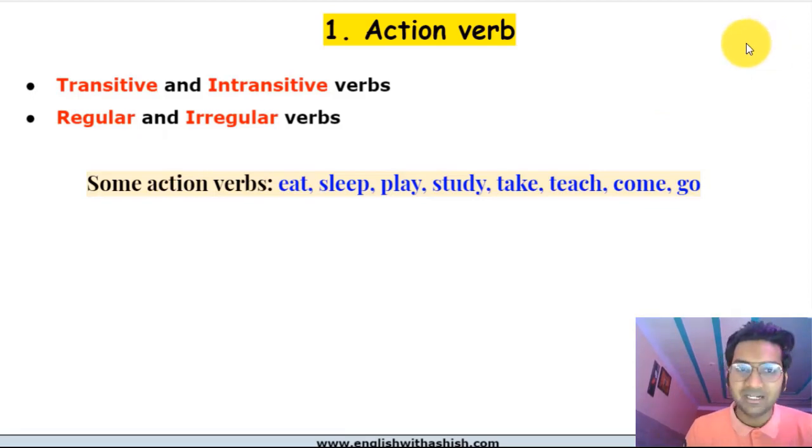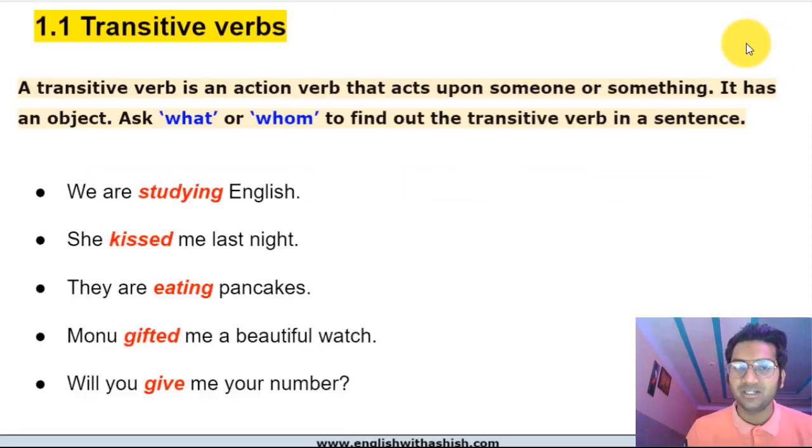Let's start with the very first type, transitive and intransitive verbs. So let's start with understanding what exactly a transitive verb is. What is it? A transitive verb is an action verb that acts upon someone or something. It indicates an action that acts upon someone or something. So it has an object. And if you want to find out whether you have a transitive verb in a sentence or not, ask the question what or whom to the verb. If you get an answer, the verb is transitive, right?